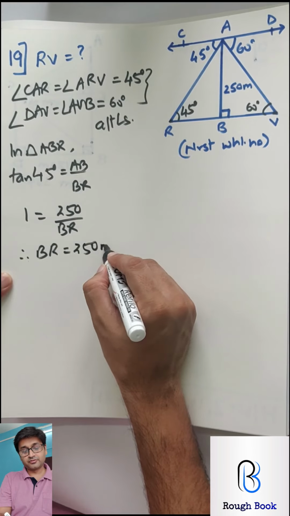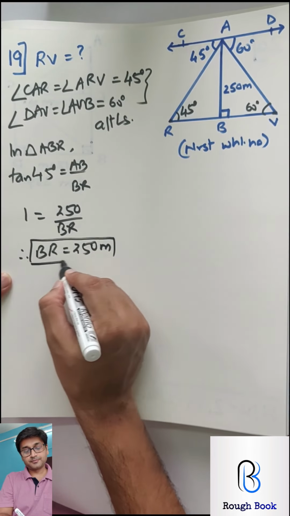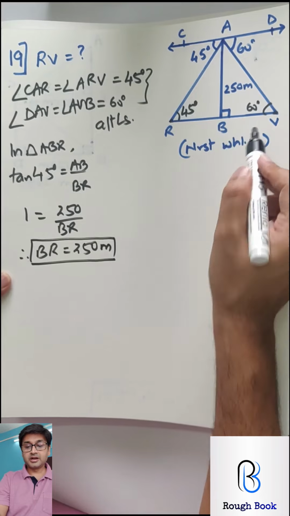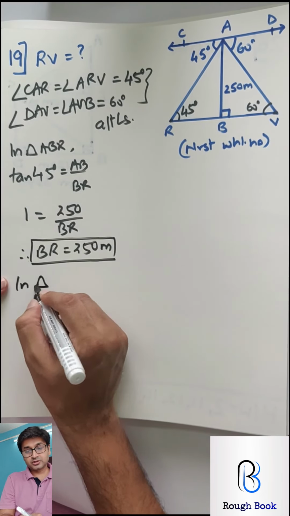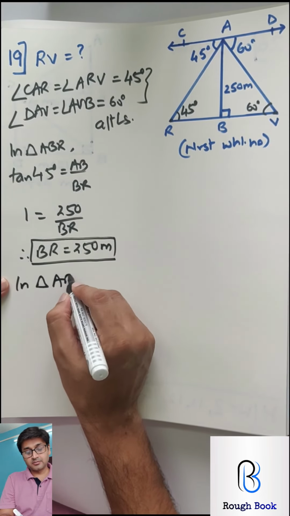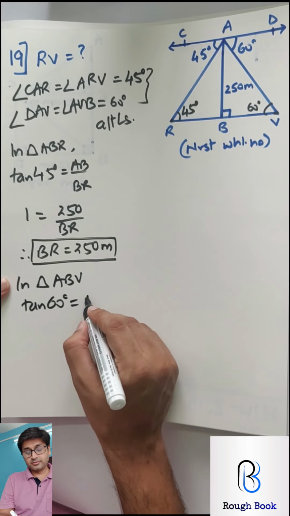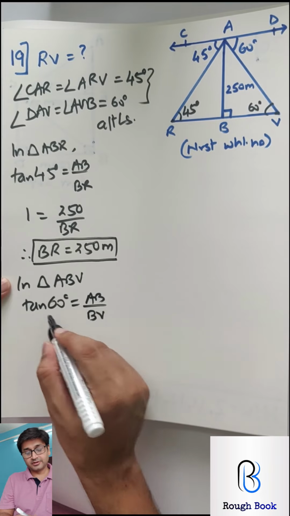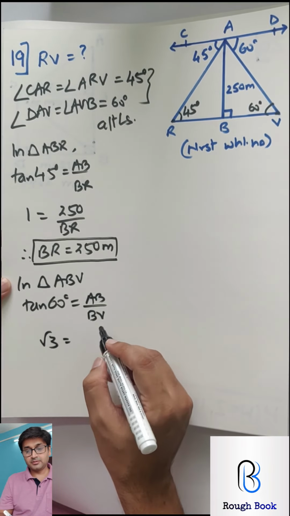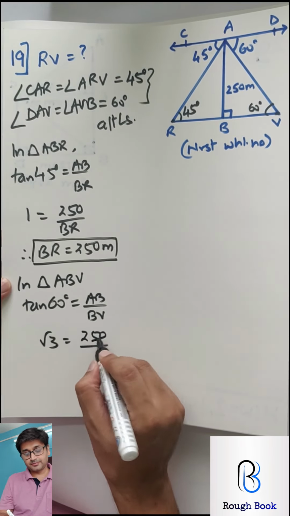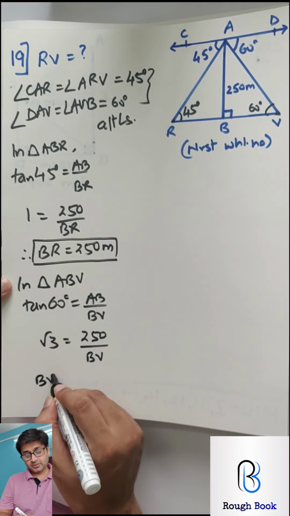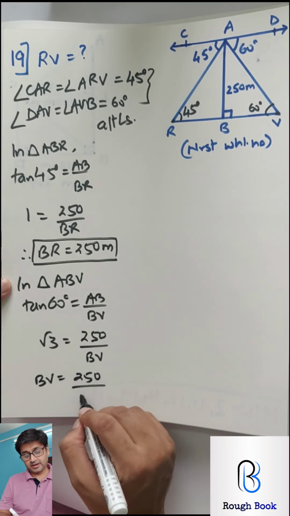Directly write this as 250 meters, that is BR. So we got this. Now we are trying to get BV. So in triangle ABV, tan 60 will be AB upon BV. So tan 60 is root 3, AB is 250, BV is unknown. So BV will be 250 by root 3.